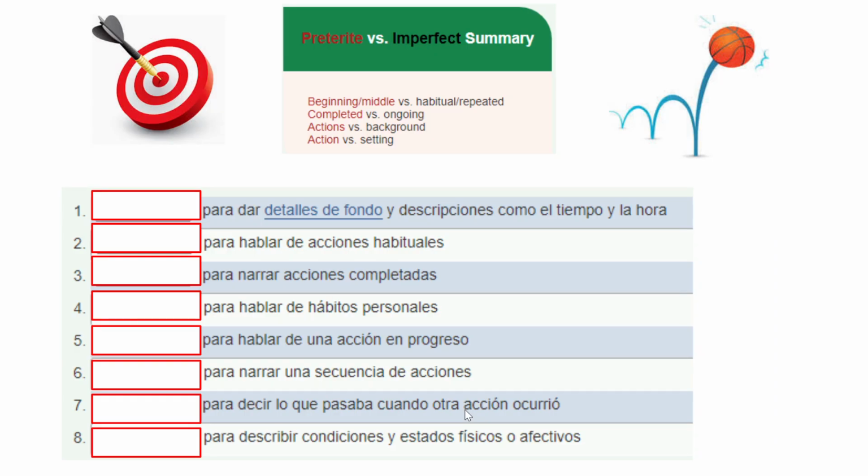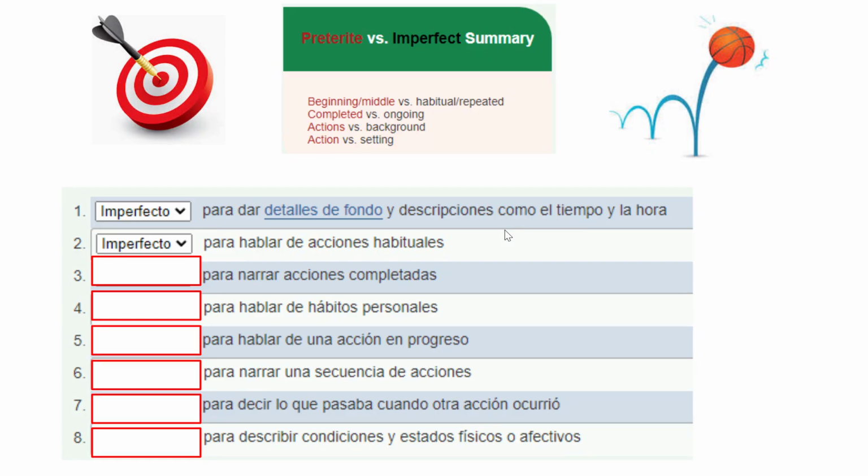Now let's do it in Spanish. Para dar detalles de fondo, background information y descripciones, como el tiempo y la hora. To give background details and descriptions like the weather and the time. Imperfecto. Notice how we have a little bit more detail to add to the imperfect, weather and time. Para hablar de acciones habituales. To talk about habitual actions or ongoing bouncing actions.